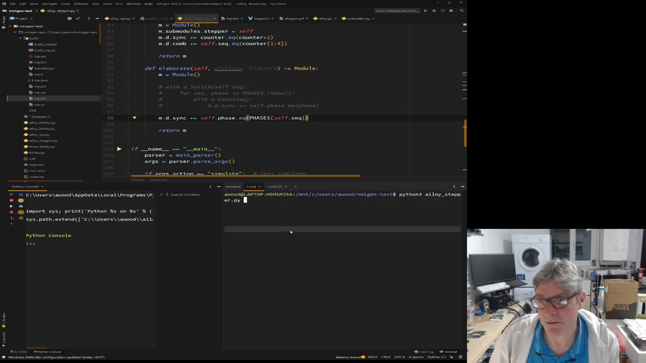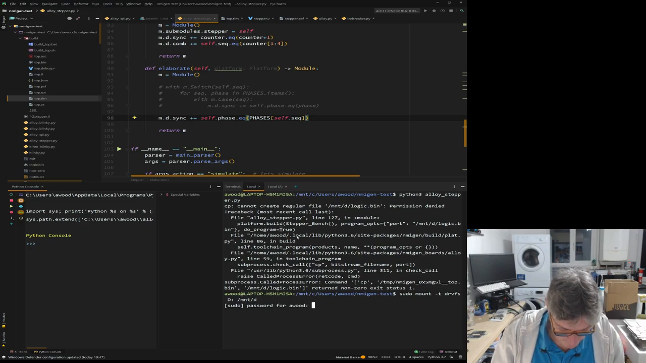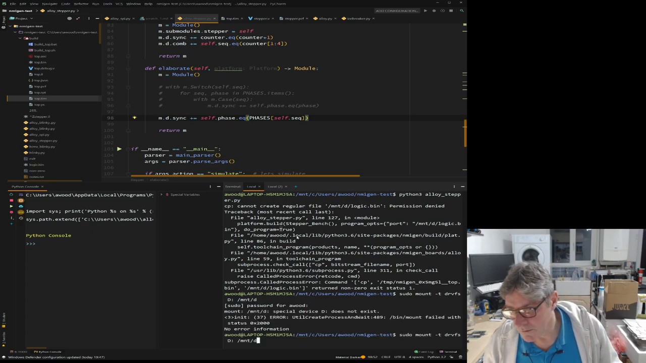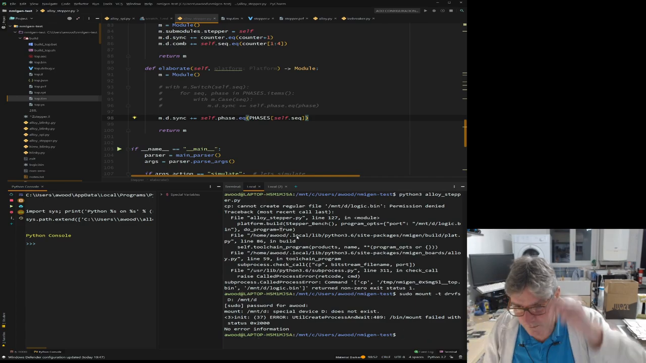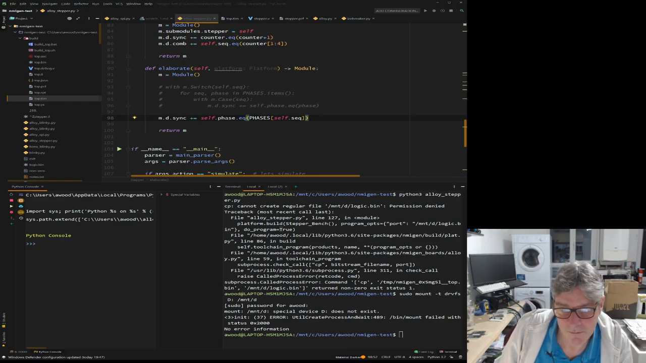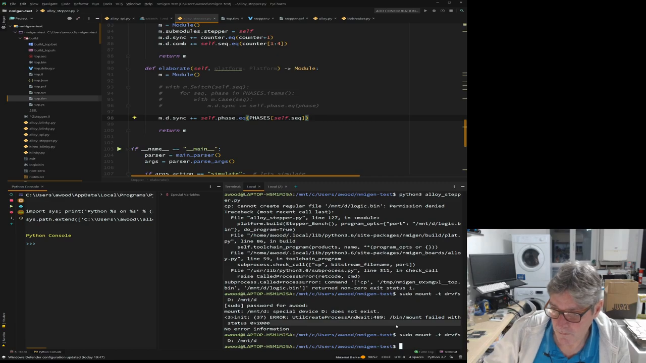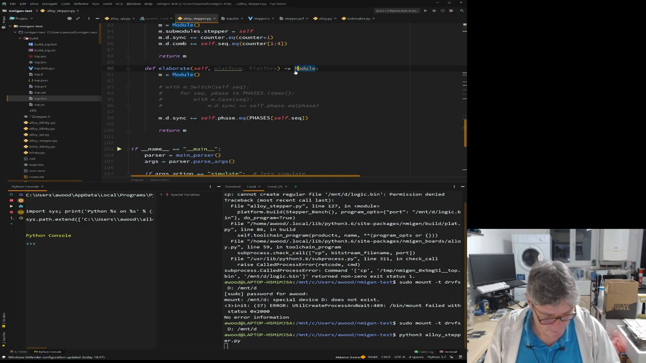So if I then do that build, this is probably going to fail. Hold on, because it's probably not going to see the mounted drive. Hold on. And just connect. Then I rebuild. Oh, did I save? I think I saved.